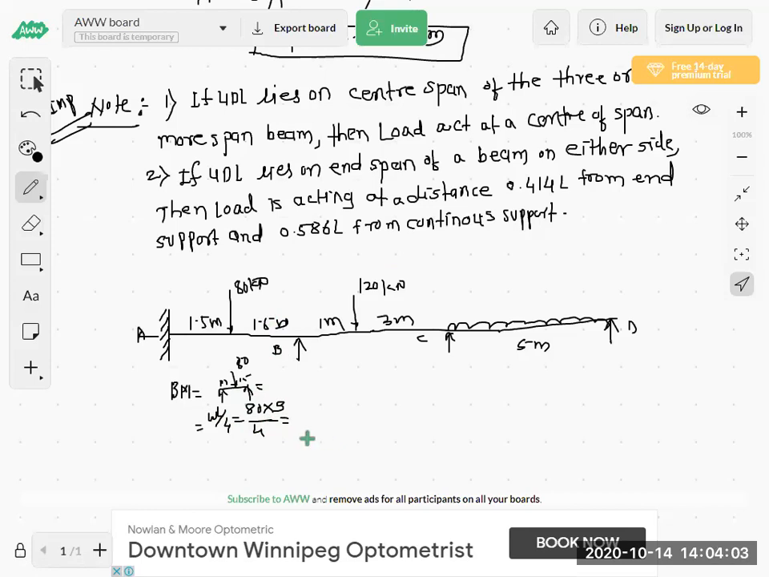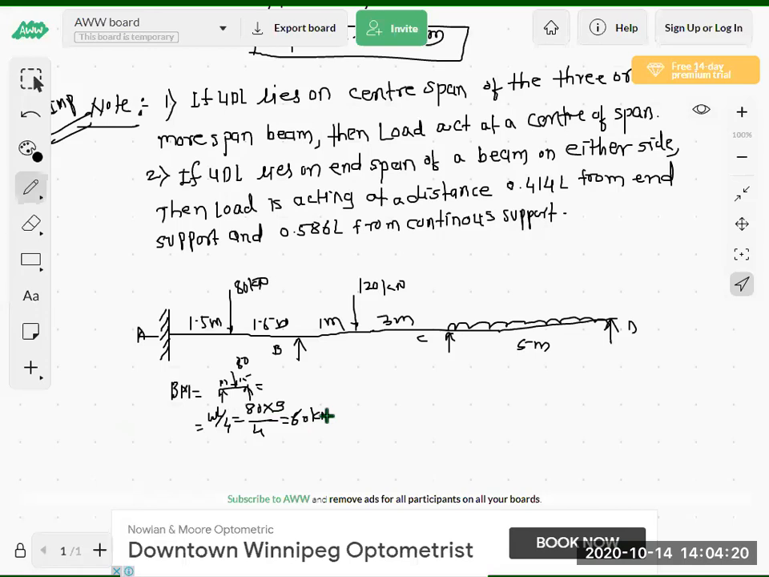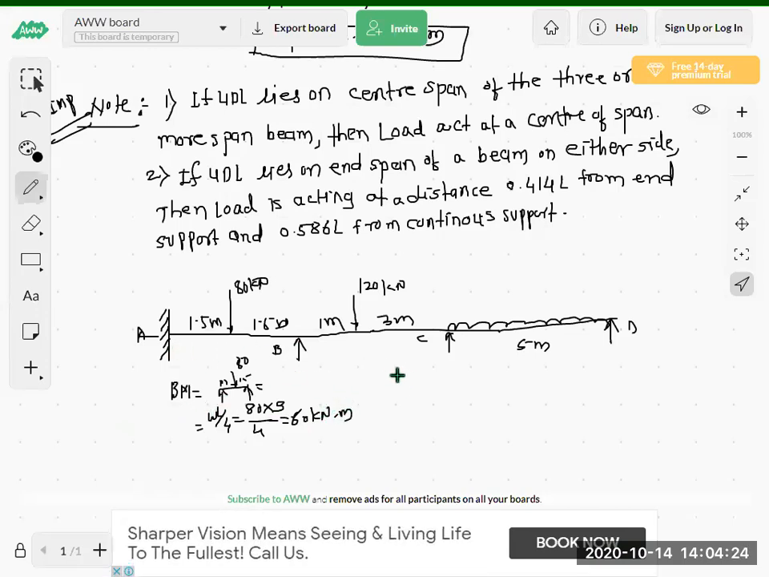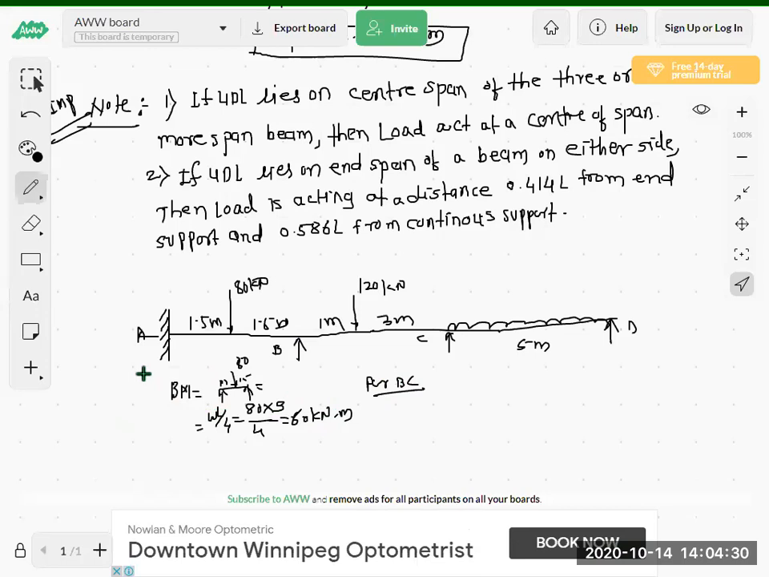As you have seen in the moment distribution method, you have learned 60. Okay, 60 or 80. Okay, 60. It means this is 60 kN meter for span AB. Now for span BC, tell me.